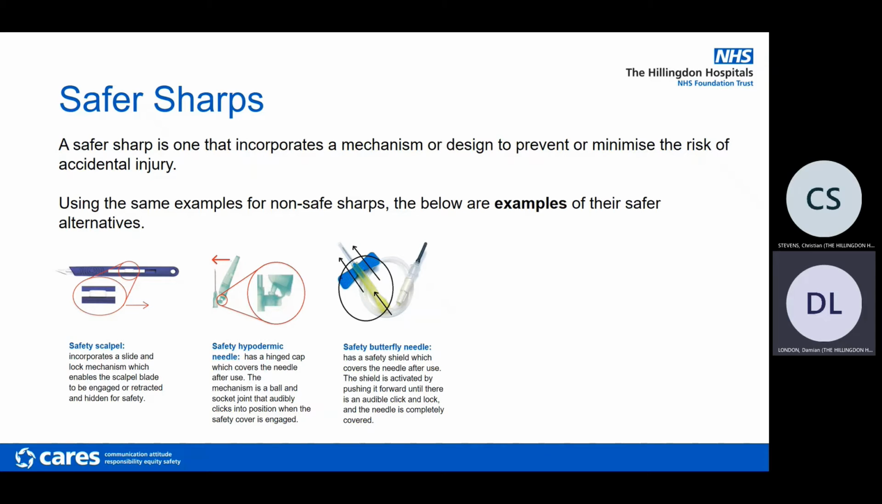Here we have a safety butterfly needle, and what we have here is a shield. Once the needle is used, you use your thumb to push the shield forward. That then covers the needle after use. Now, this version is to be used with a vacutainer.